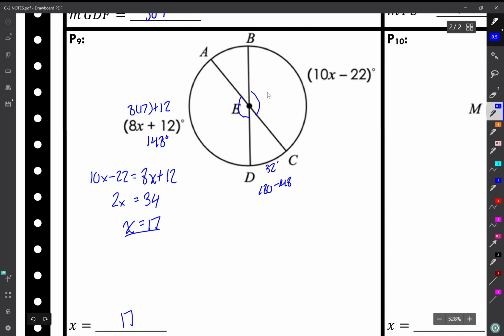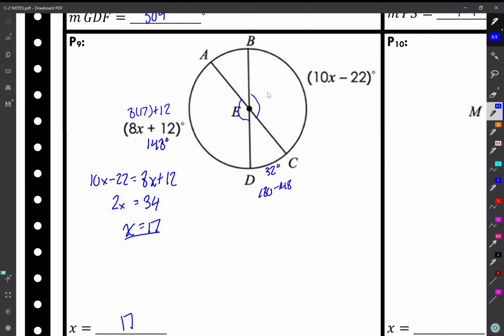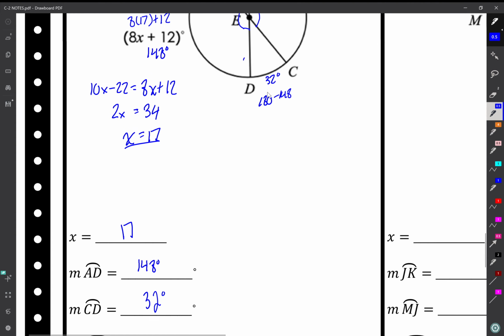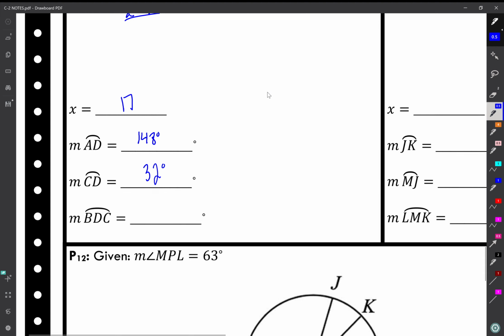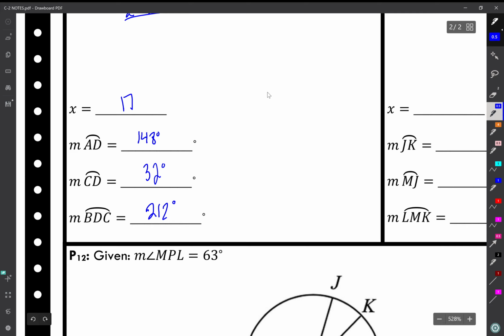I didn't look where it was. There we go. Now BDC. That says BDC. So this is 32 degrees as well. So we're going to do 32 plus 32 plus 148, and then together that gives me a total of 212 degrees. All right.